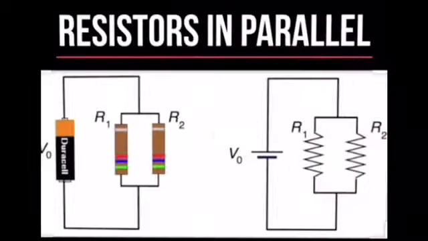This is a simple diagram of resistors in parallel. Here you can see that the battery is being connected with the resistor, and you can easily see the difference between the series arrangement and the parallel arrangement. In series, you have observed that the resistors are being connected end to end in a linear way.